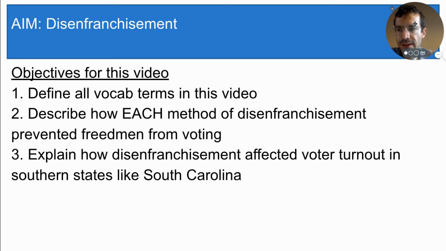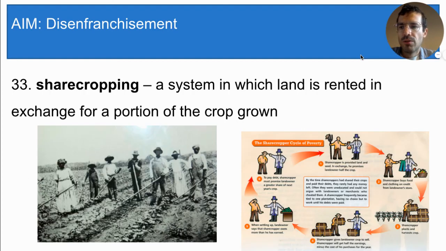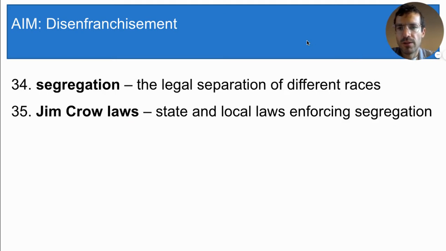In the last lesson, you saw how after Reconstruction ended in 1877, the federal government removed its troops from the South, and whites went about taking away the rights that freedmen had gained during Reconstruction. You learned how sharecropping violated the 13th Amendment by creating a system of forced labor that was in many ways similar to slavery. And you learned how segregation and Jim Crow violated the 14th Amendment's Equal Protection Clause. Today, you are going to learn how Southern whites violated the 15th Amendment by preventing freedmen from voting.